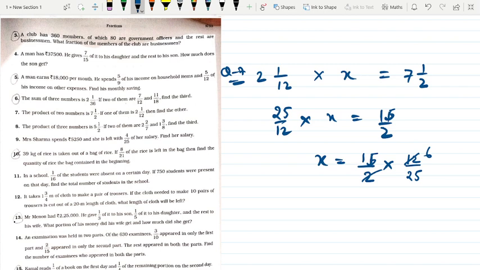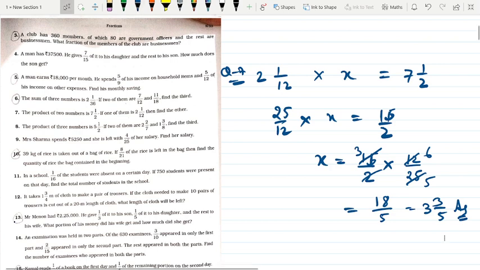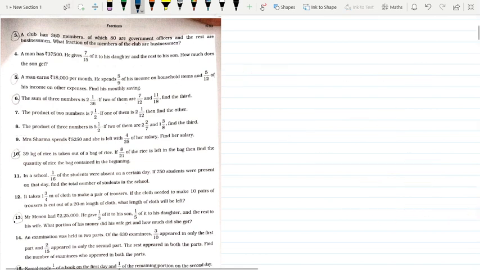Now we can simply cancel out: 5 3s are 15, 5 5s are 25, and 3 6s are 18 upon 5, and we can write down this fraction as 3 is to 3 upon 5 as the answer. That is your answer. Okay, now just move to question number 8.